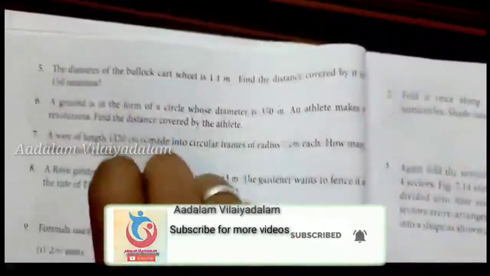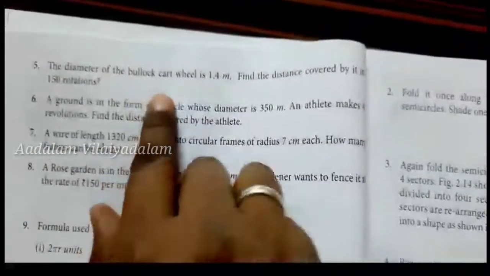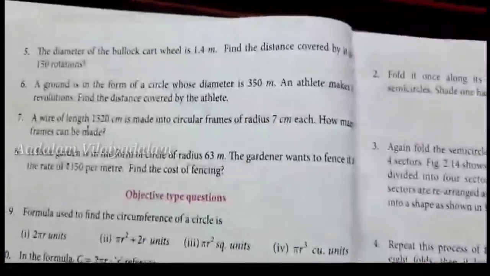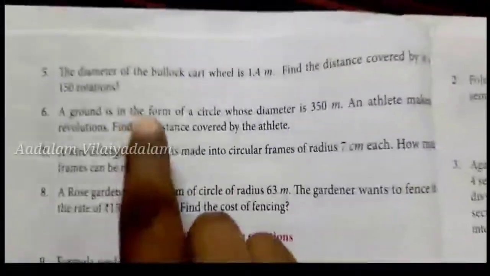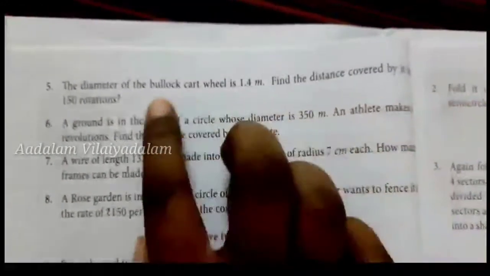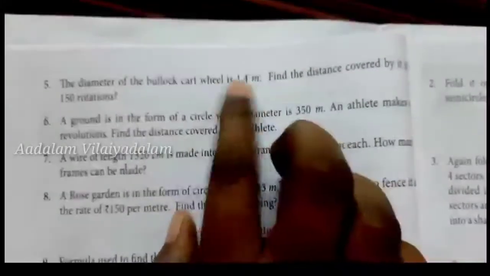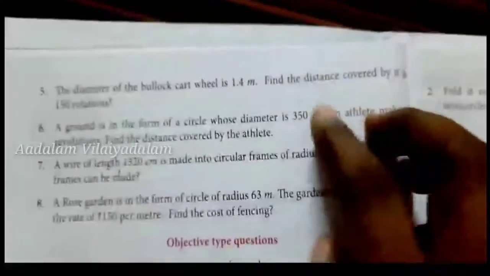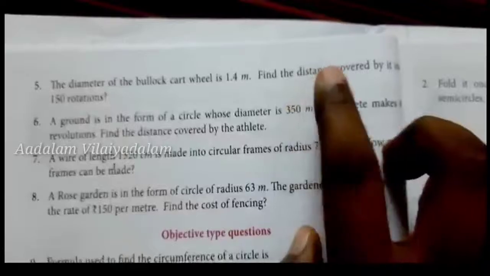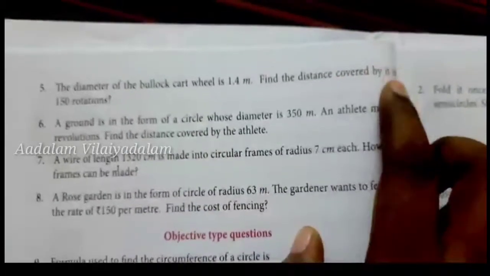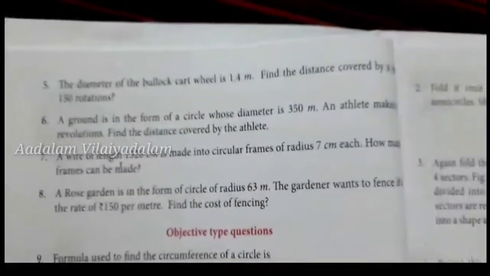Question number 5. The diameter of the bullock cart wheel is 1.4 meter. Find the distance covered by it in 150 rotations. So in the question they have given the diameter of the bullock cart wheel. The wheel is in the shape of a circle, okay, and they are asking us to find the distance covered by it in 150 rotations. So they are asking us to find the distance.